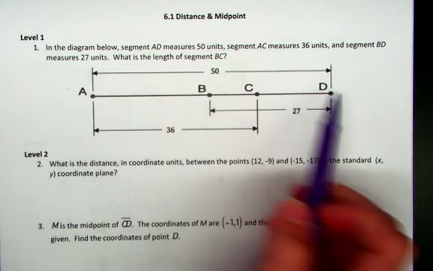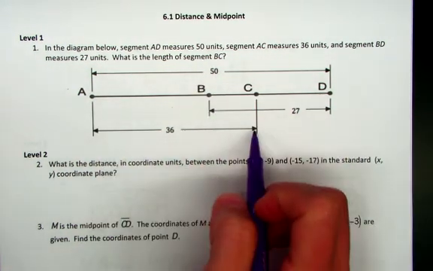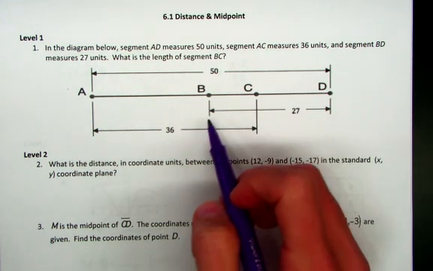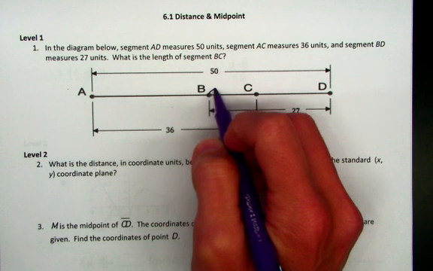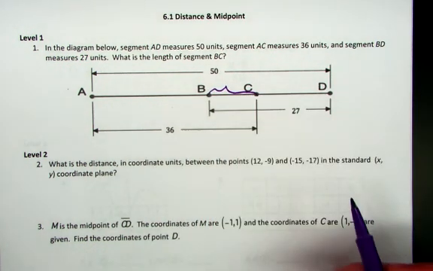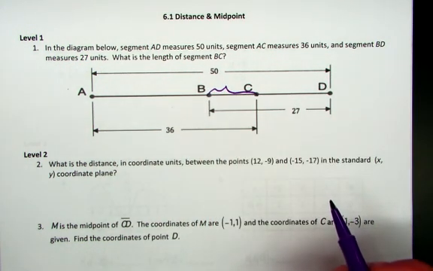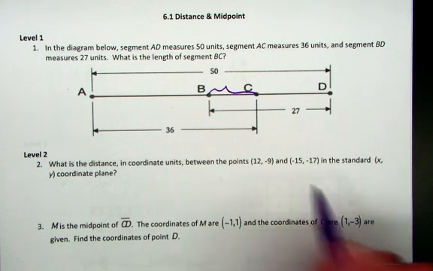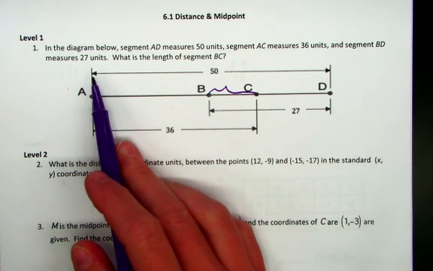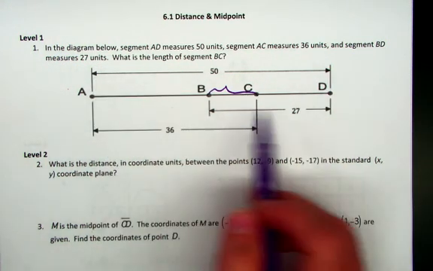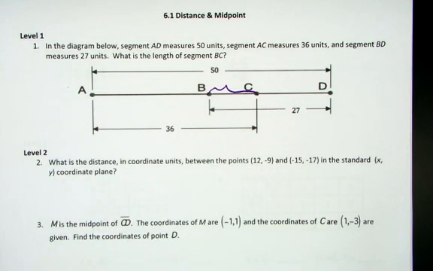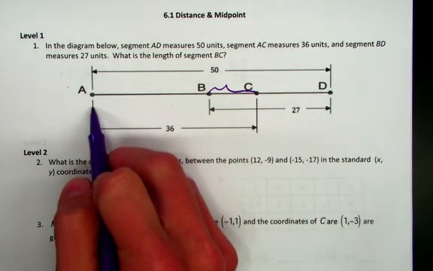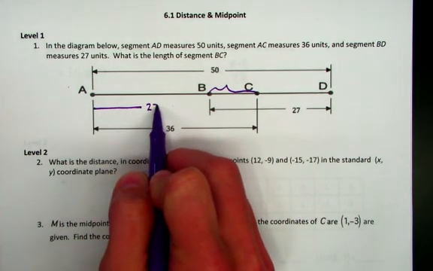They give us that AD is 50, AC is 36, segment BD is 27, and we're trying to find this distance right here, okay? So looking at this, if this is 50 and this is 27, then I know from A to B that that has to be 23, right? So I know that this distance here is 23.